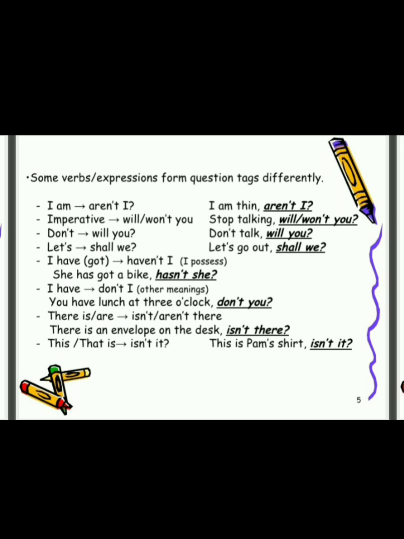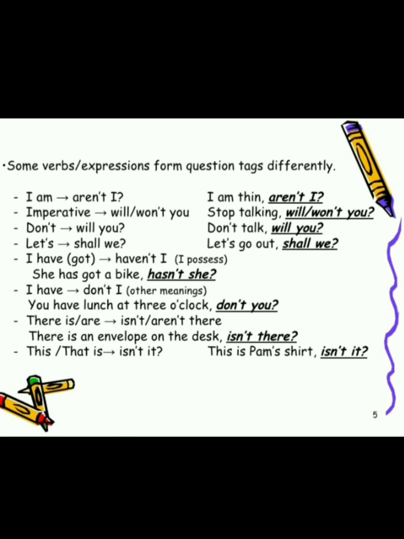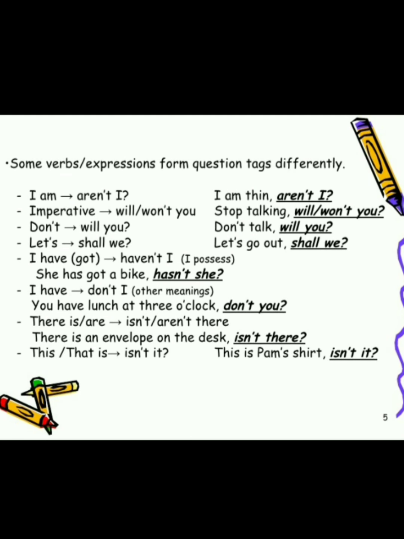Some subject and verb expressions form question tags differently. I am, aren't I? Imperative, will, won't you? Don't, will you? Let's, shall we? This you have to remember by heart, children. There is no other alternative. I am thin, aren't I? Stop talking. Will or won't you? Don't talk, will you? Let's, shall we? Let's go out, shall we?